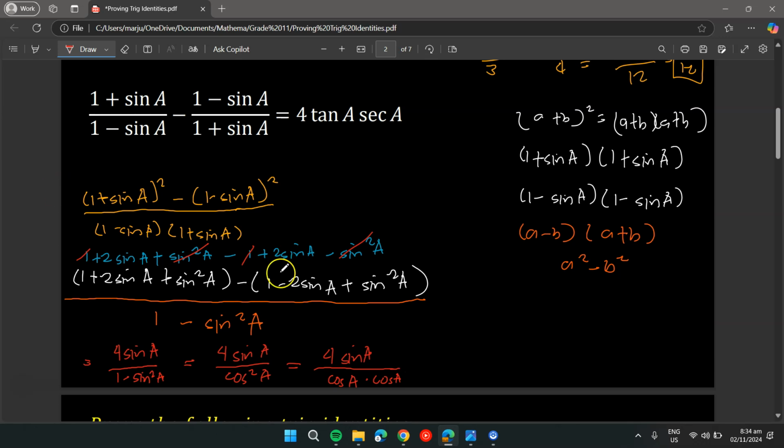Now, we're going to have 4, and then sine of a over cos of a, that is just tangent, right? And then 1 over cos, that is just secant. So again, this is just equal to 4 tan of a secant of a, which is the same as the right side. That will be our solution.